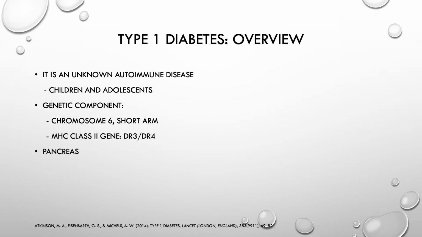So this is just an overview of type 1 diabetes. It is an autoimmune disease. Still, they don't know what causes it. It affects children and adolescents. It has a genetic component, which is part of chromosome 6. Actually, the genetic component is chromosome 6.